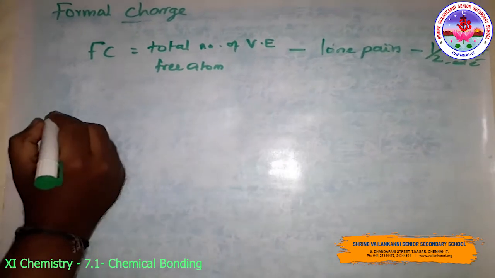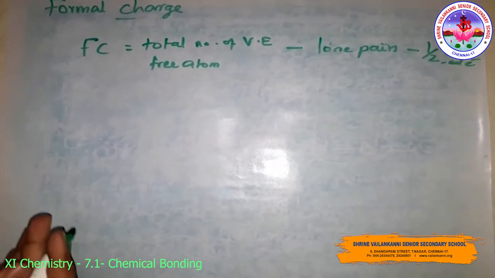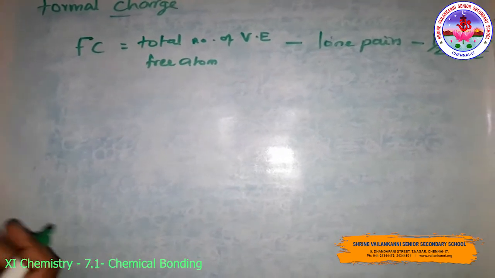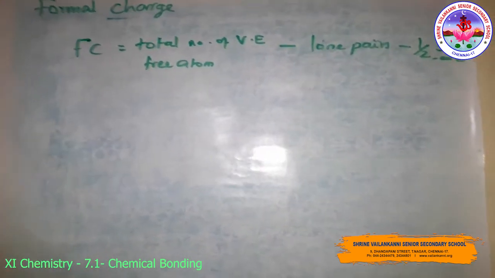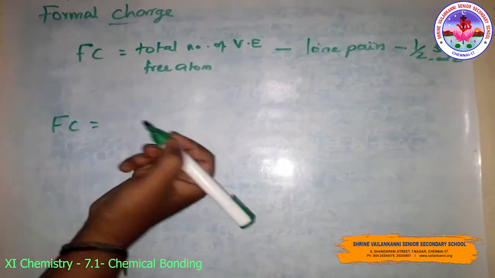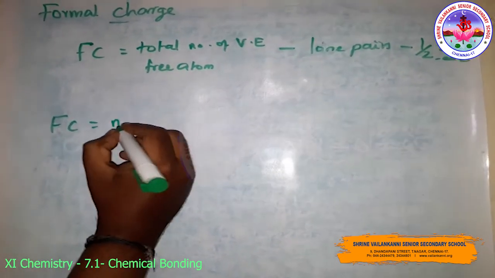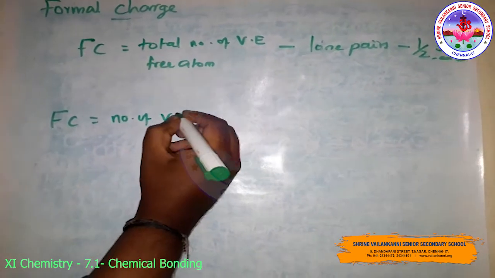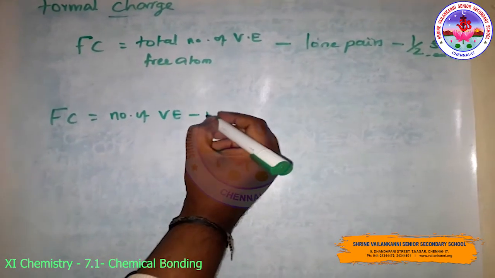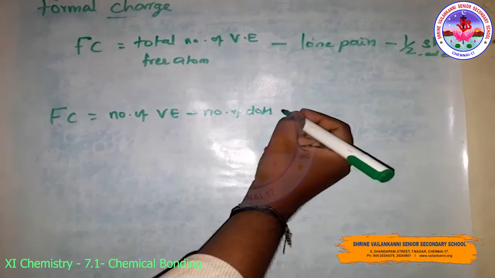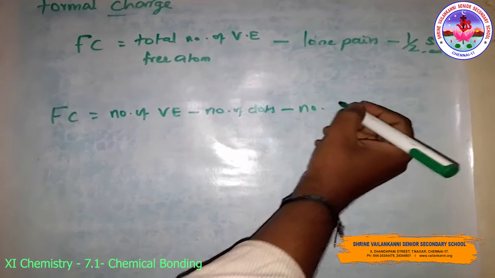Or simply we can write it: formal charge is the charge assigned to an atom in a molecule. Formal charge is equal to the number of valence electrons, minus the number of dots, minus the number of lines.